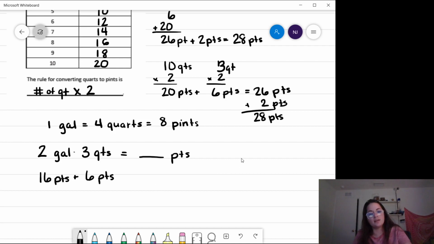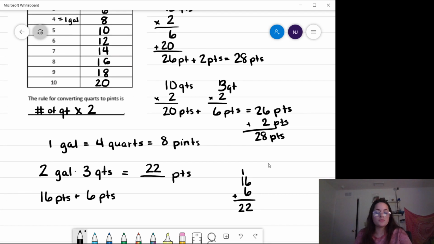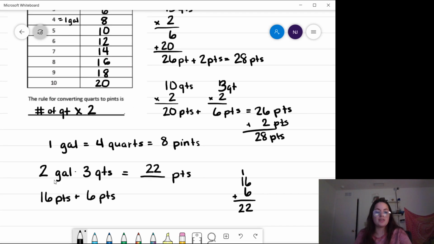Add it all together. I'm gonna do that off to the side. And I get 22 pints total. So that is how we would solve for turning gallons into pints. I think we are ready to turn pints into cups.